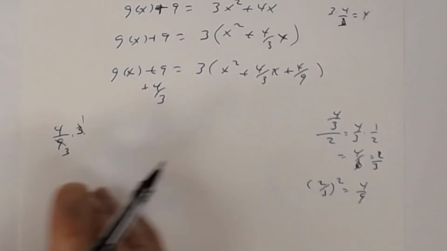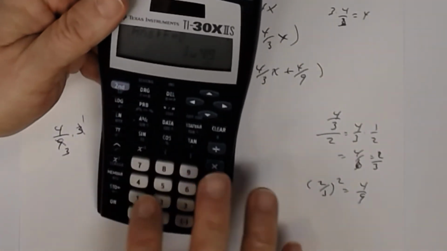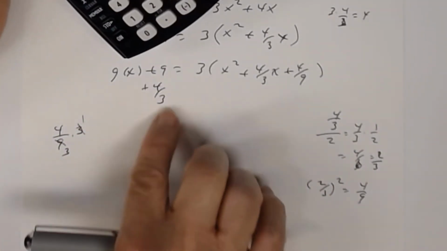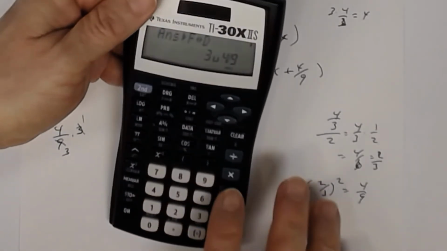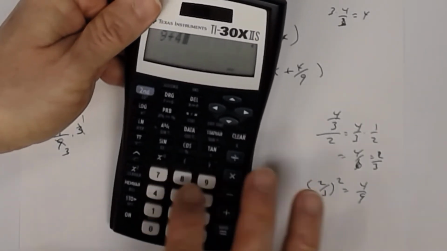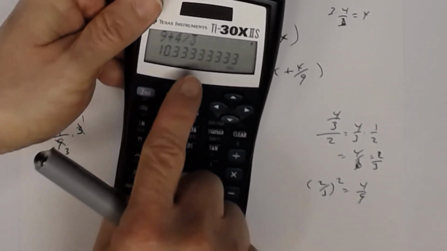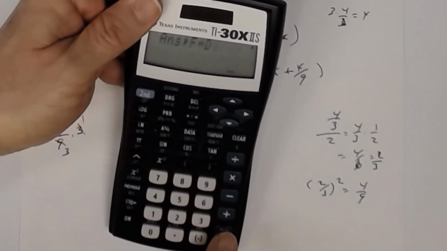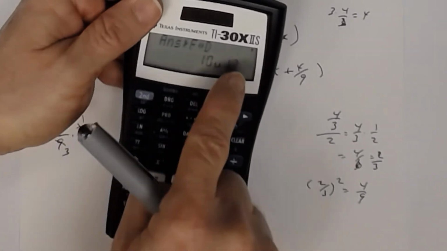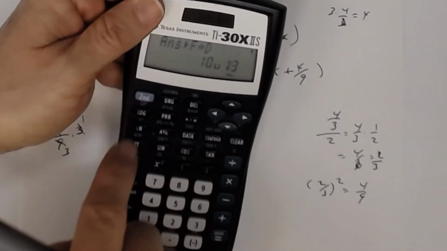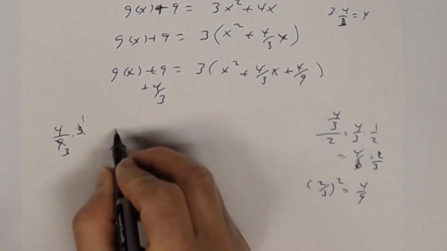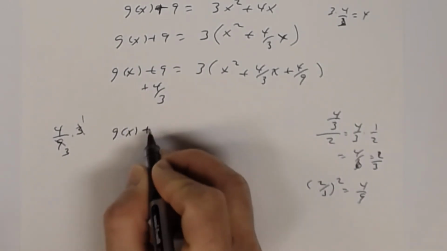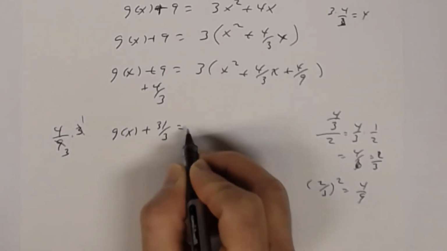Okay, so now 9 plus 4/3. So 9 plus 4/3 should give you 10 and a third, right? If you can't see that, use your calculator. 9 plus 4 divided by 3 gives us 10 and a third. So 3 times 10 is 30, 30 plus 1 is 31. So you get 31 thirds. So you get g of x plus 31 thirds equals 3.